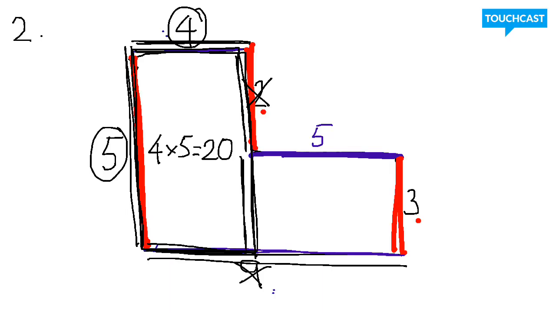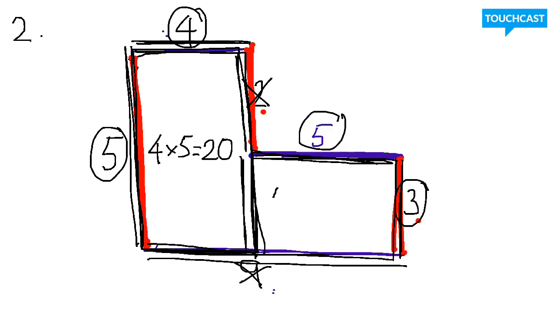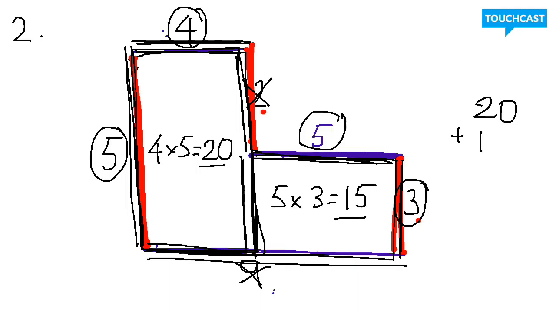Alright, this last one is pretty easy to figure out. Let's take a look at this rectangle. What is the length of this side? Well, easy, it's labeled, it's 5. And what's the length of this side? Also easy and labeled, it is 3. So 5 times 3 equals 15. So to add these two up, 20 plus 15, 0 plus 5, 5, 2 plus 1, 3. So 35 square units.